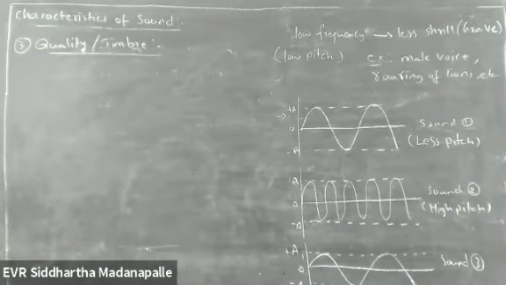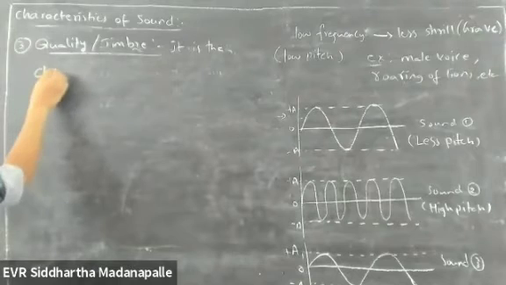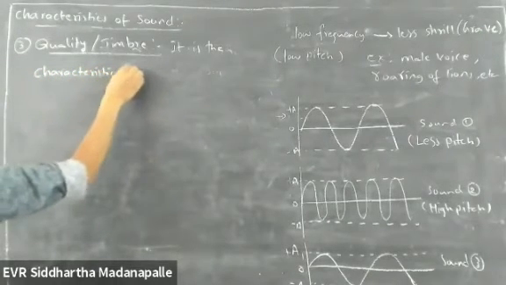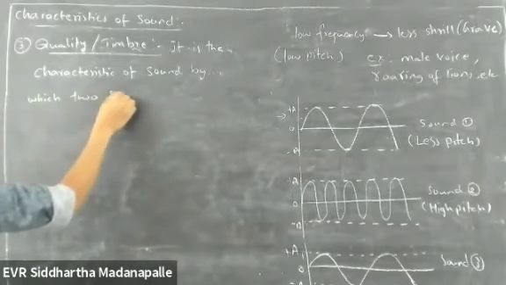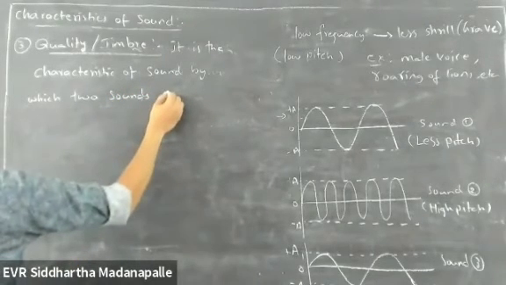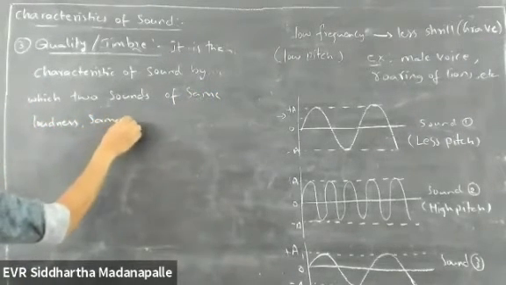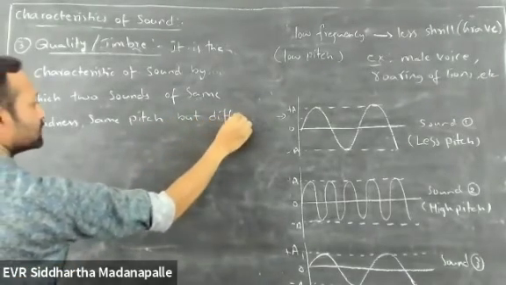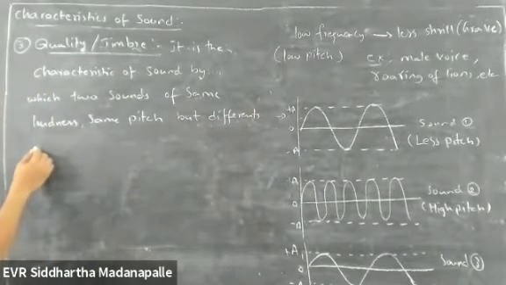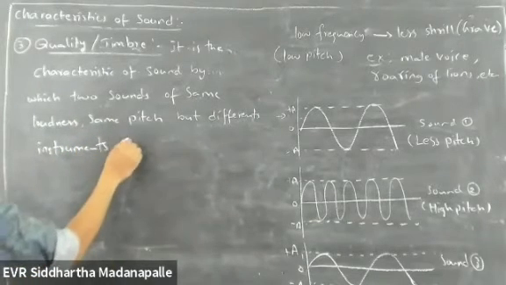It is the characteristic of sound by which two sounds of same loudness and same pitch, but different instruments, can be distinguished.